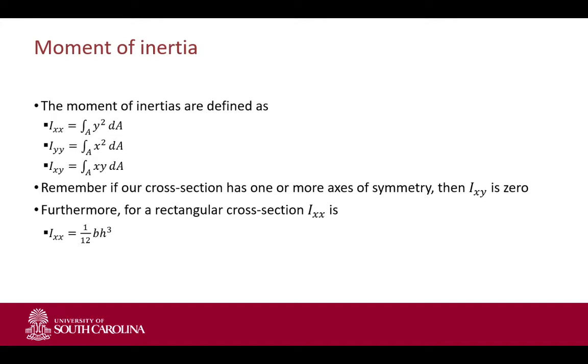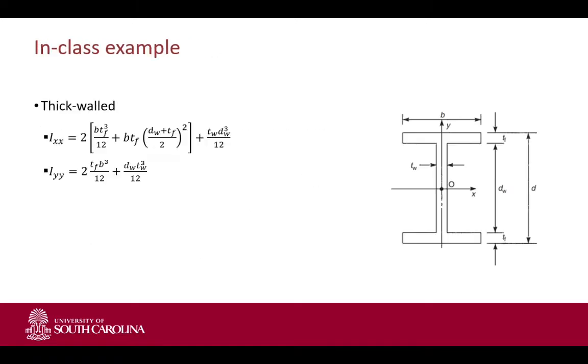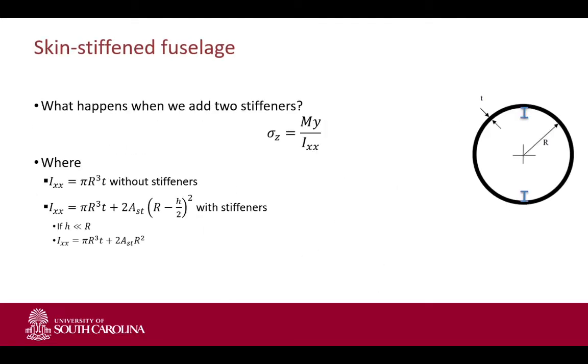And then we also do, in the lecture series, go into moment of inertia, but we covered that as a different topic, so we will not go into it. And this is the equation we eventually end up with. Sigma z is equal to moment multiplied by y divided by Ixx.